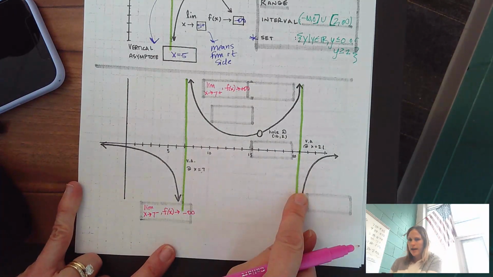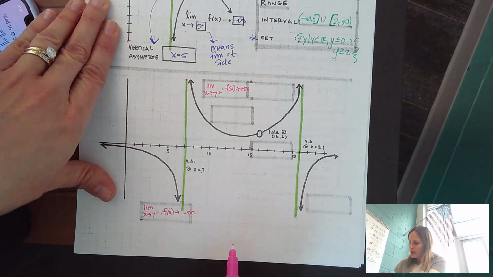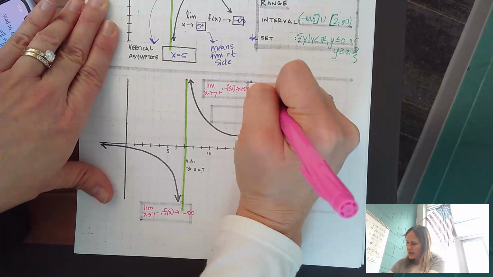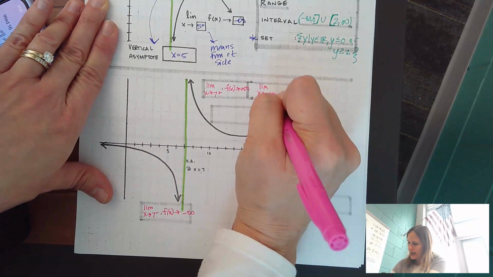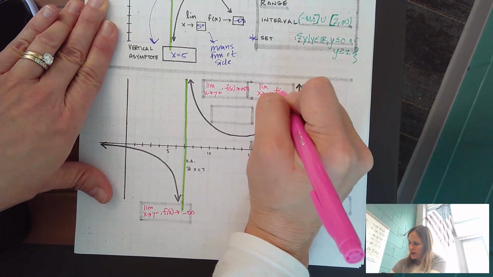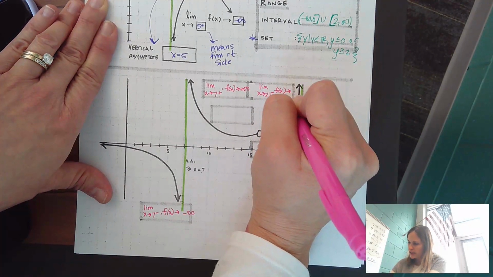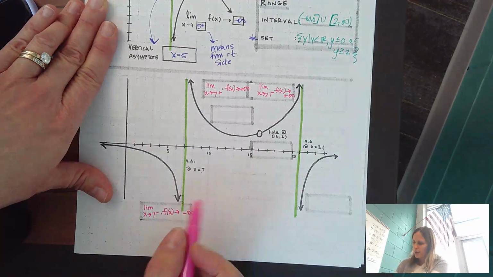Let's go to our other asymptote. This one is over here. Looks like it's at 21, supposedly. So this is the limit as x approaches 21. Now this is the left side, so I'm going to put a negative or a minus sign. My function, so we'll call it f of x, is approaching positive infinity. So again, on the left of this asymptote, my function's pointing up.